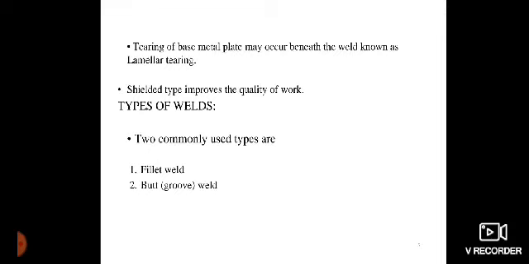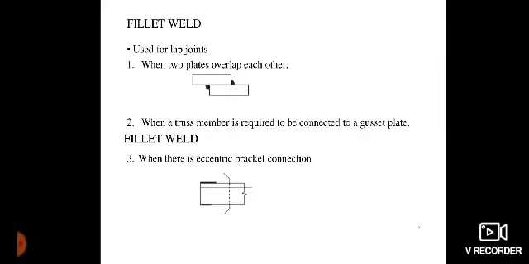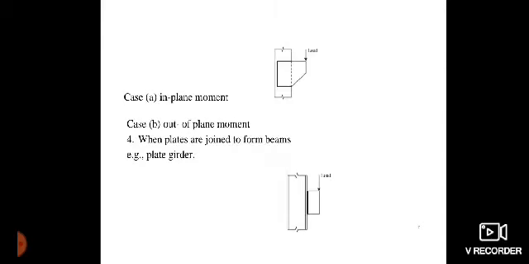So these are the types of welds. Two commonly used types are fillet weld and butt groove weld. Fillet weld is used for lap joints when two plates overlap each other. Number 2, when a truss member is required to be connected to a gusset plate. 3, when there is an eccentric bracket connection. And when plates are joined to form beams.